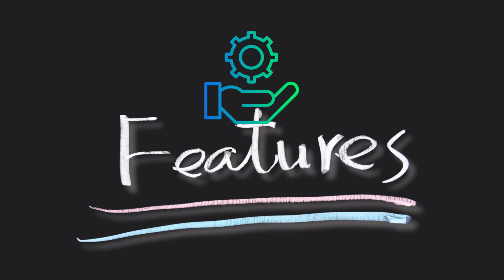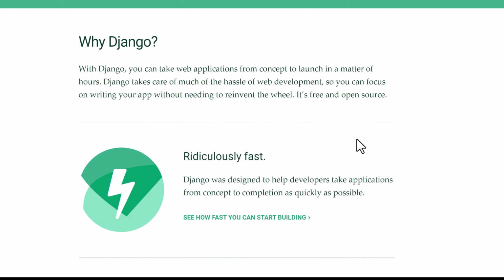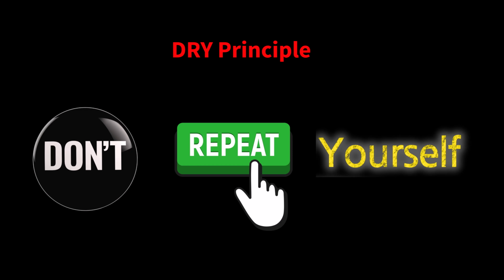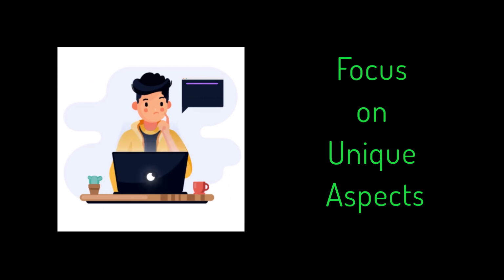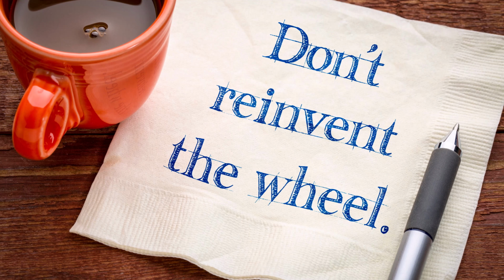Now let's talk about key features. Simplicity and speed. Django follows the DRY, don't repeat yourself, principle, allowing developers to reuse code and focus on the unique aspects of their application, so developers can build apps quickly without reinventing the wheel.